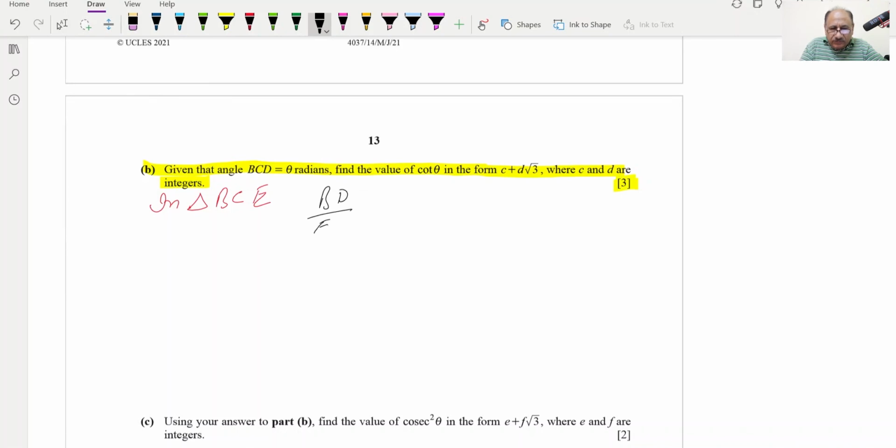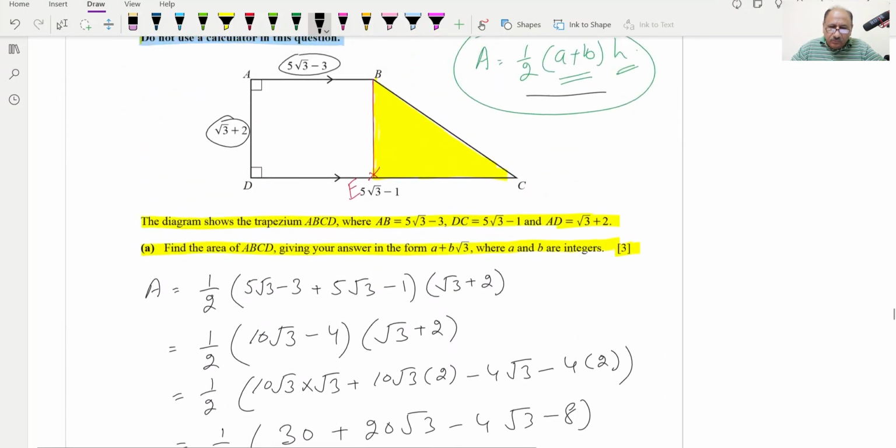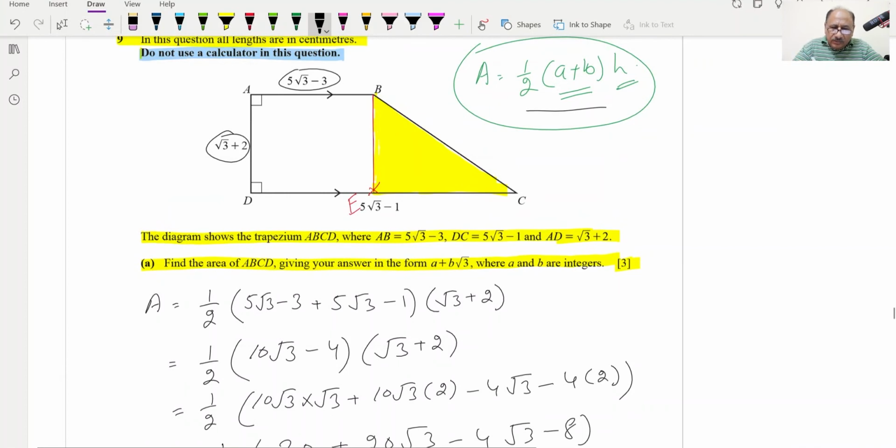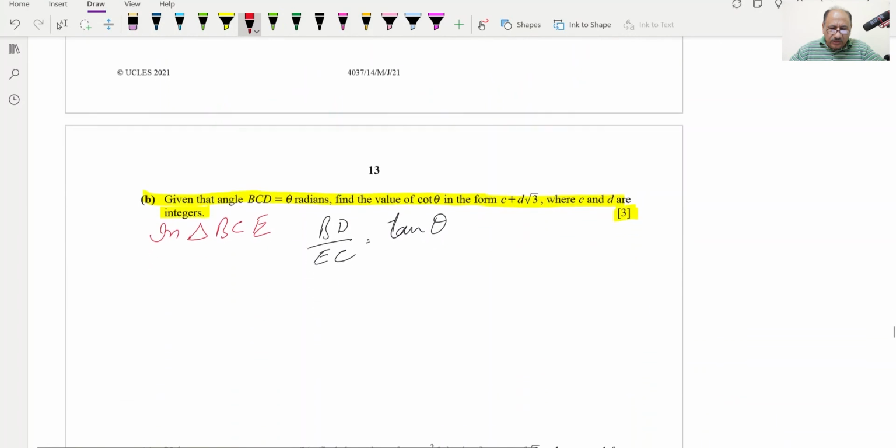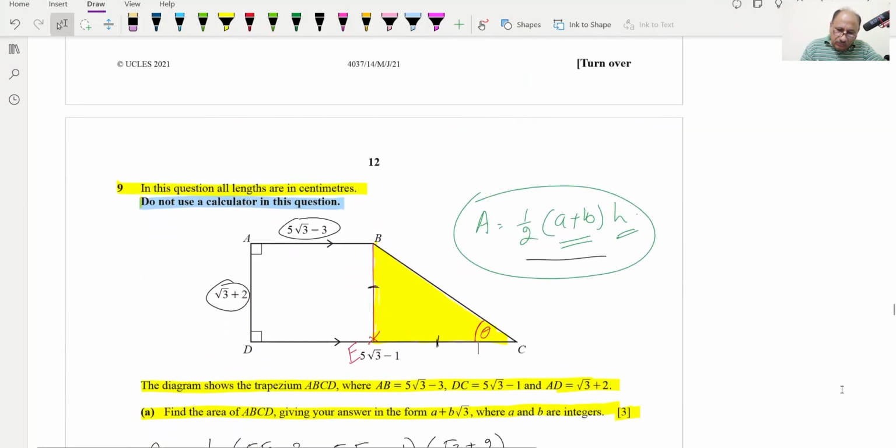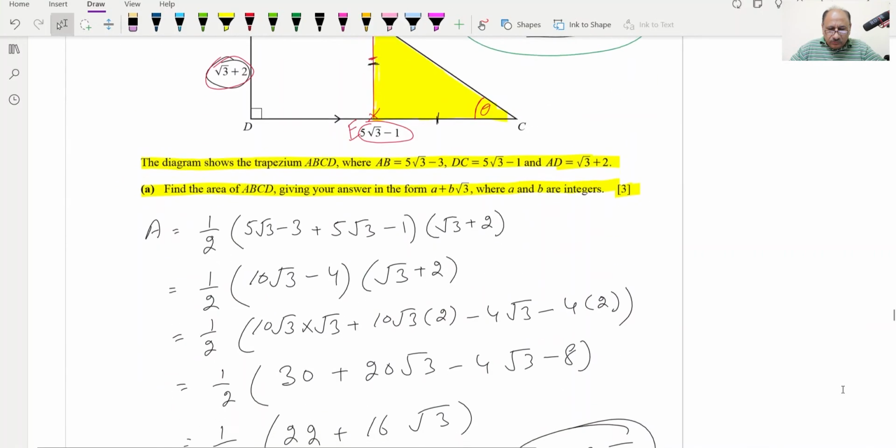BD over EC will be equal to tan theta. If we go to the drawing, BE is this one, opposite over adjacent, and theta we are taking as this one, and this will be tan theta, and we can write the values. The value of this one is the same as this, so root 3 by 2 over EC, we can take this value minus this value. So I will write the equation.